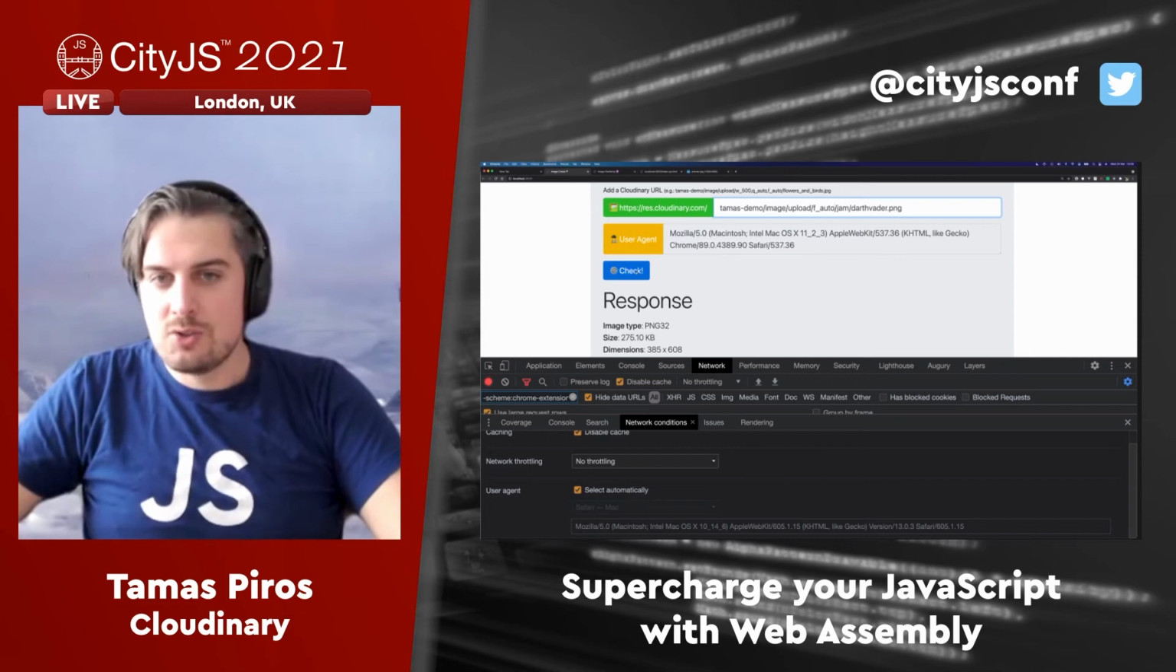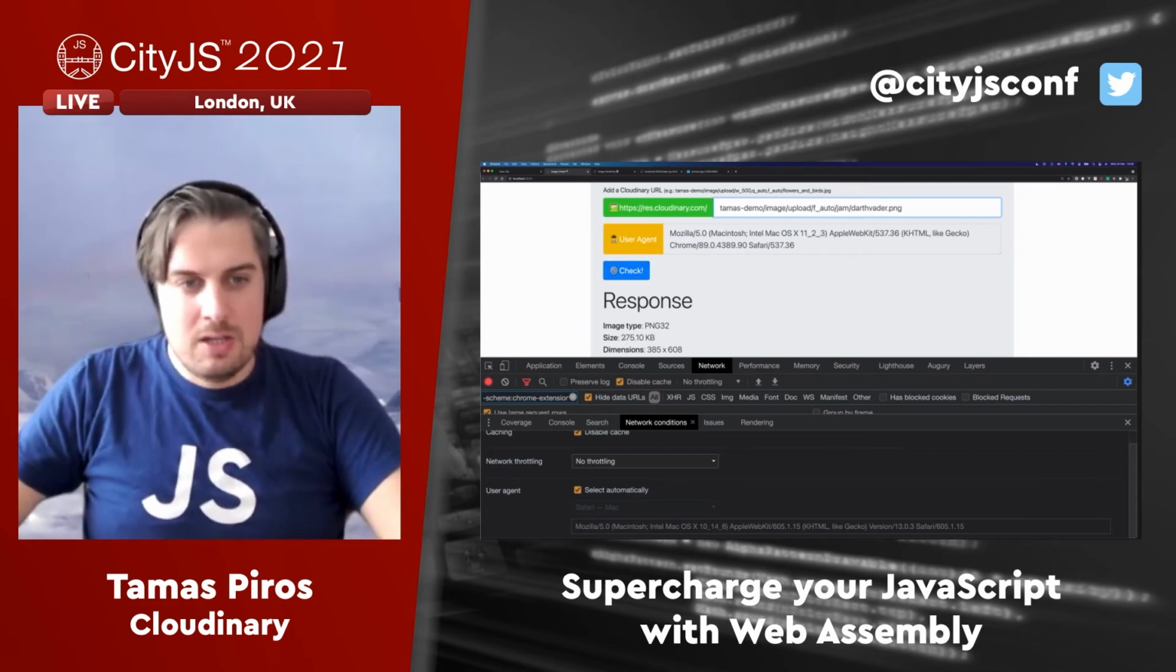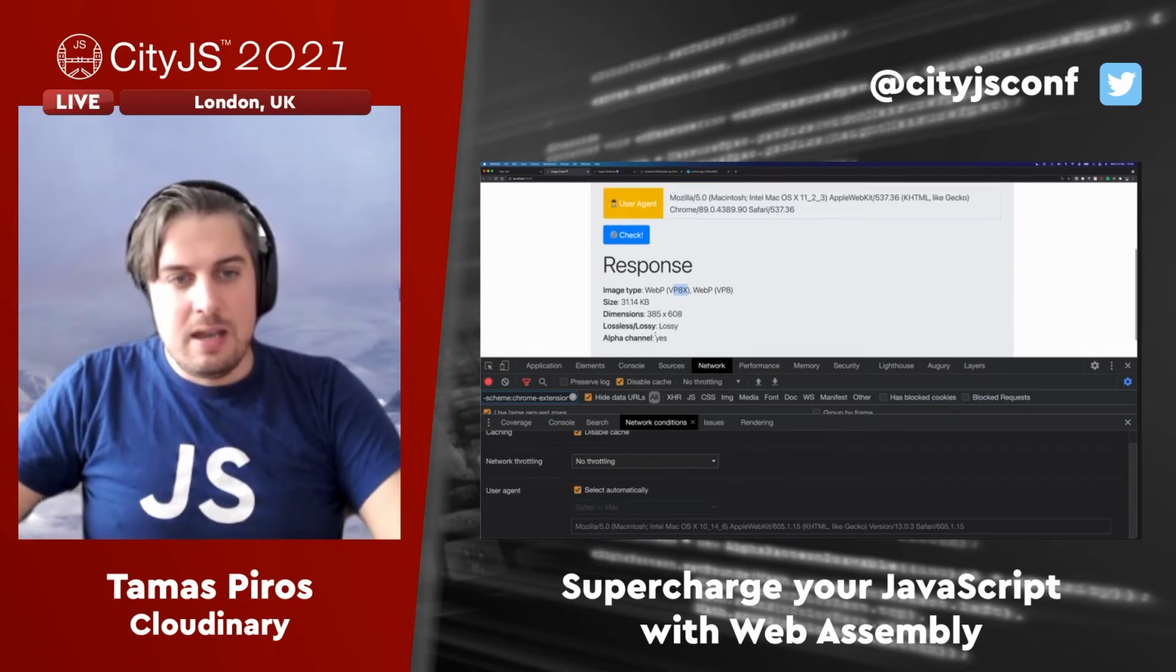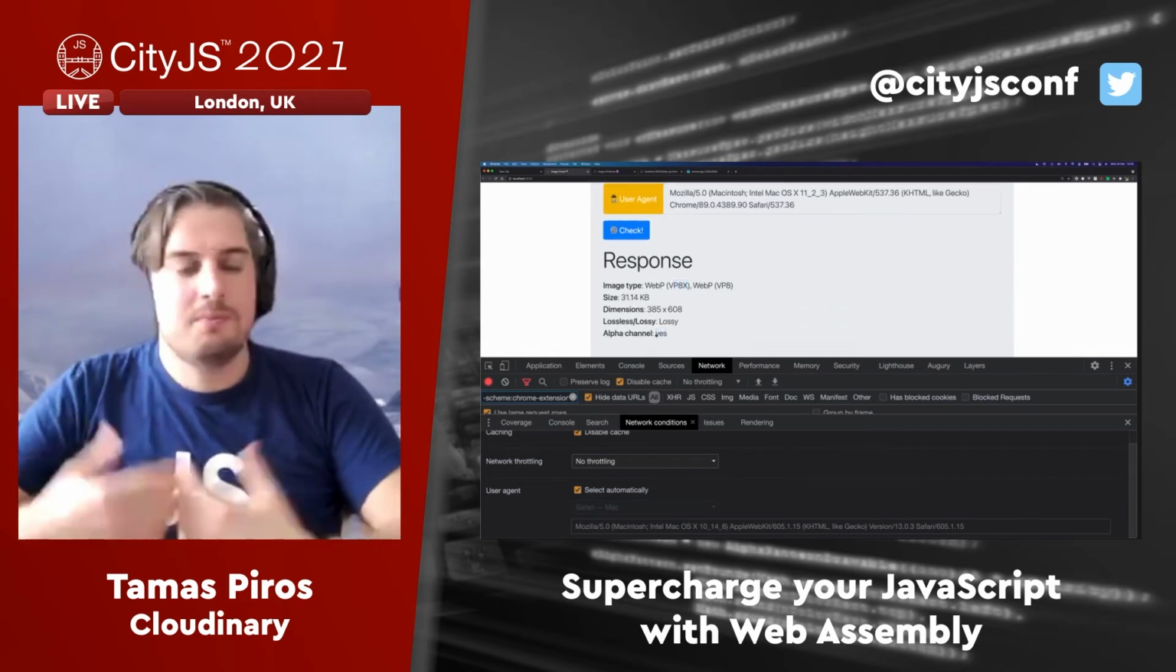Is this going to change from PNG to a WebP? So, 275 kilobytes. Okay, so it does change to a WebP, and actually it's a VP8X container this time around. It's lossy and it has an alpha channel, right? So you get the point.